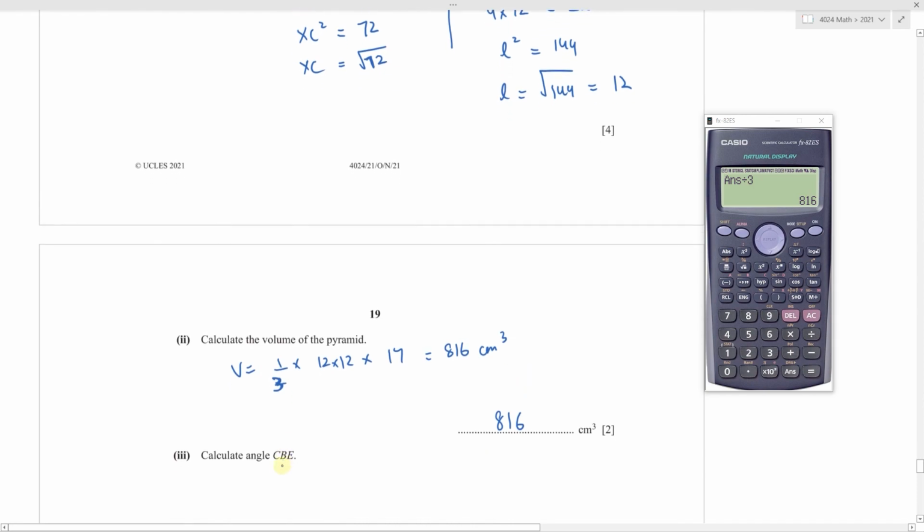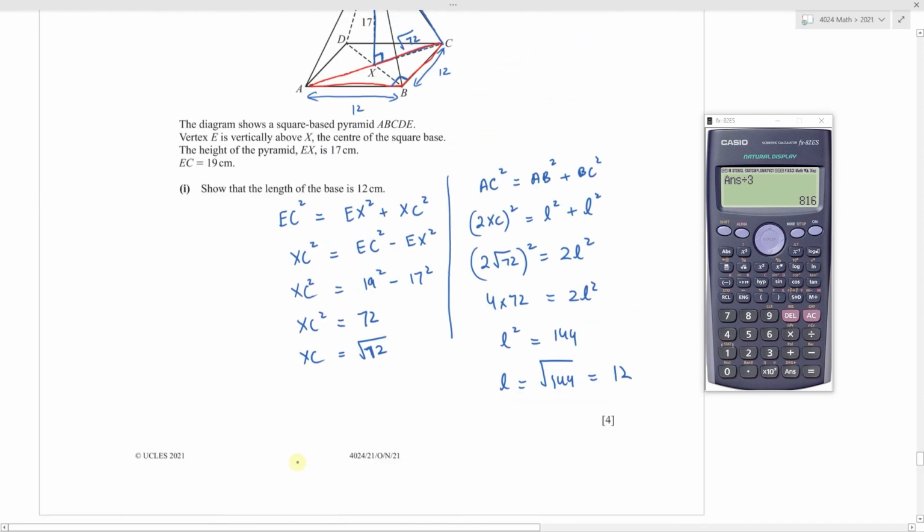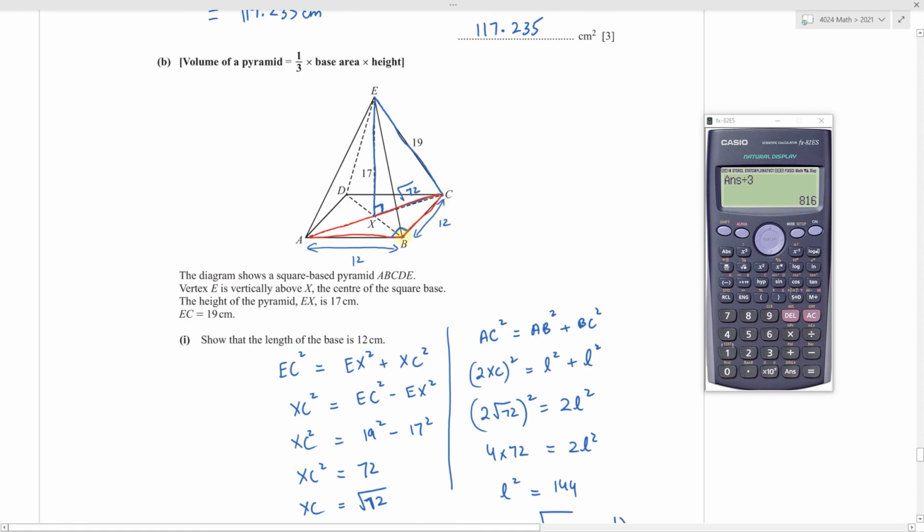The next part is calculate angle CBE. Angle CBE is this one. This side is 12 and you're looking for this angle CBE. EC is 19 and EB is also 19, because E is vertically above this central point. So all the lines coming in from each of the corners have equal length 19.